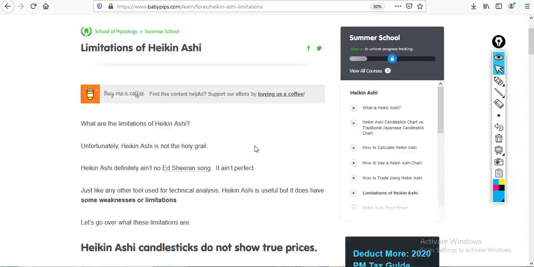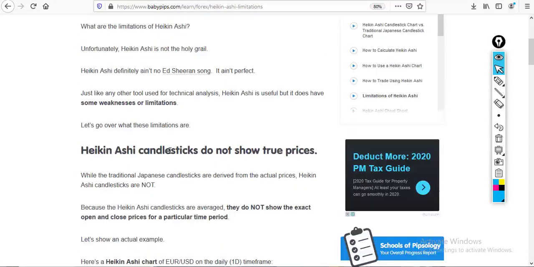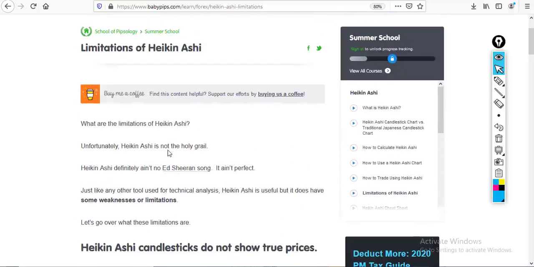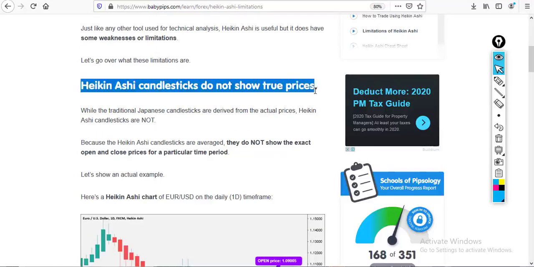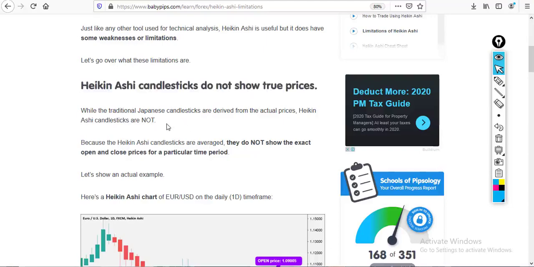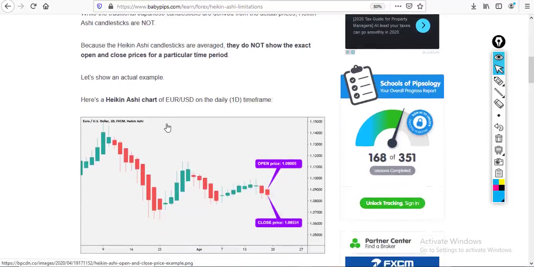So traders, previously you might have been seeing the Heikin Ashi moving in a very good way, displaying prices in a very clean format, and you might be thinking, this is the best for me to use for my trading. Unfortunately, the Heikin Ashi is not the holy grail. Why? Because the Heikin Ashi has weaknesses or limitations. The Heikin Ashi does not show the true price of the market. Why? Because of how it is calculated. It does not show the exact open and close of the prices at a particular time.